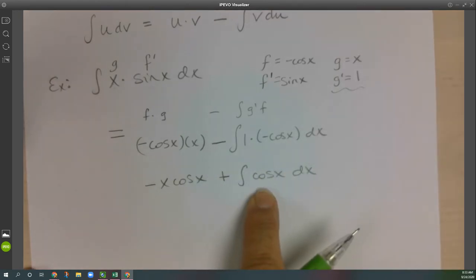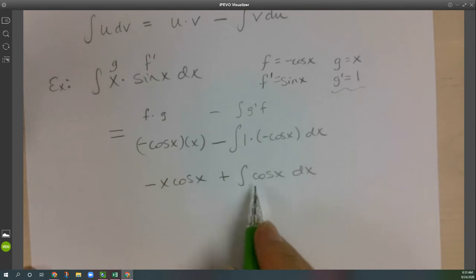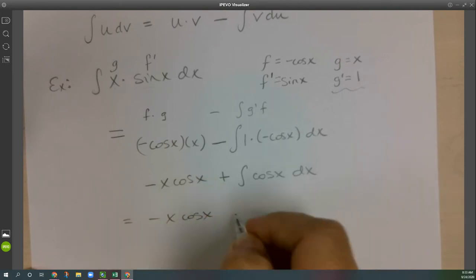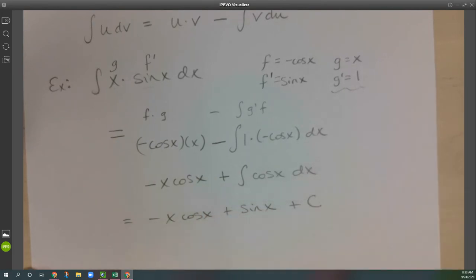Now I have something here that I can integrate. And that's the goal with integration by parts, is to end up with an integral that you can actually integrate. So negative x cosine x, the integral of cosine is, of course, sine, and then plus c. And that would be our answer.